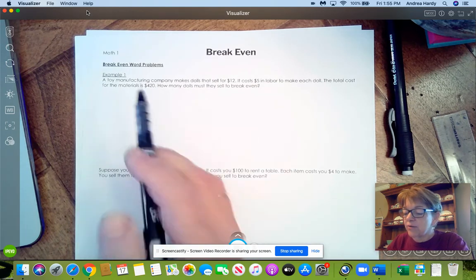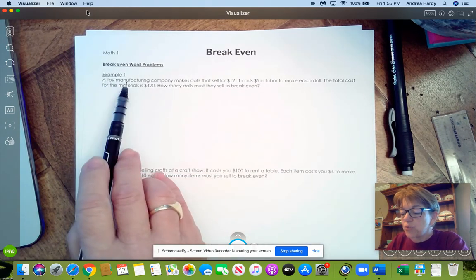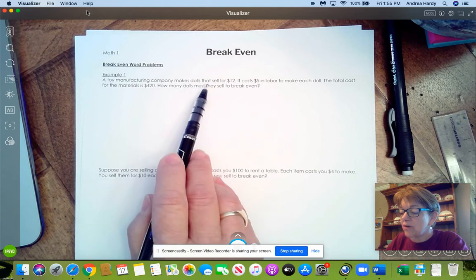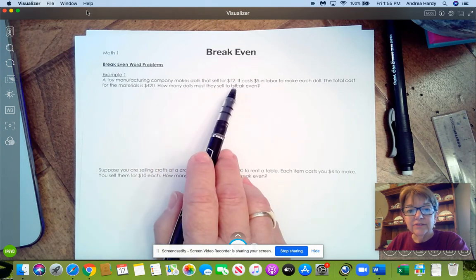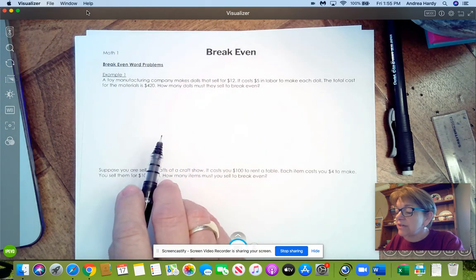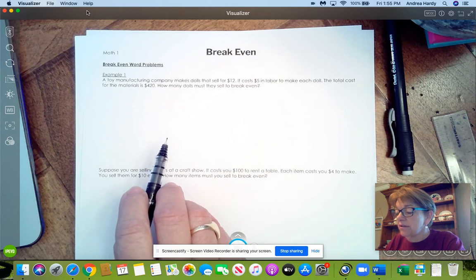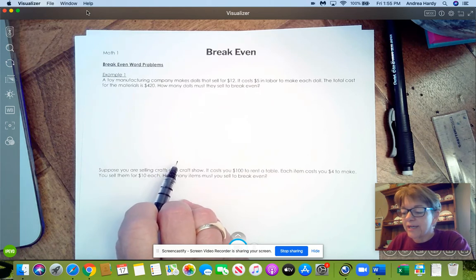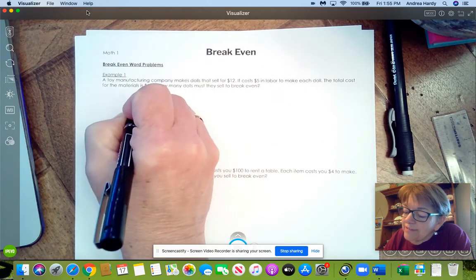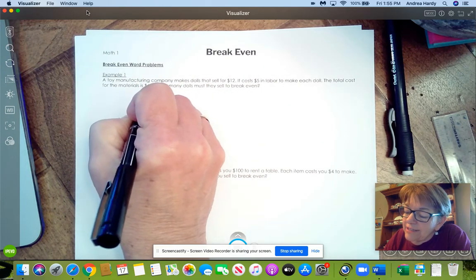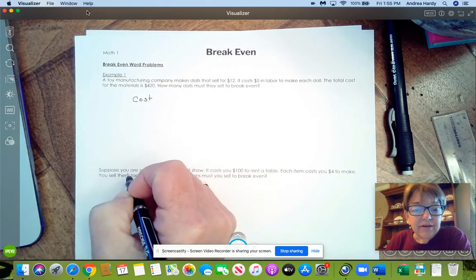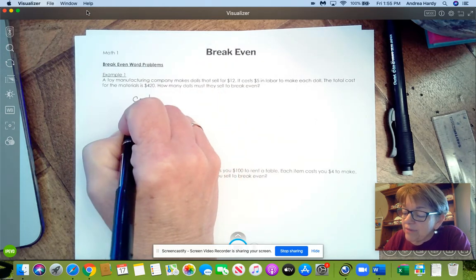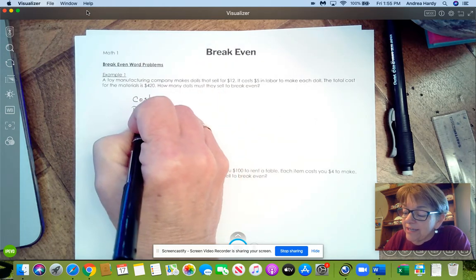Right here, we have an example. A toy manufacturing company makes dolls that sell for $12. It costs $5 in labor to make each doll. The total cost for the materials is $420. How many dolls must they sell to break even? So we have the cost, how much it costs to make a doll, and then we have the revenue, how much money they're going to get in.